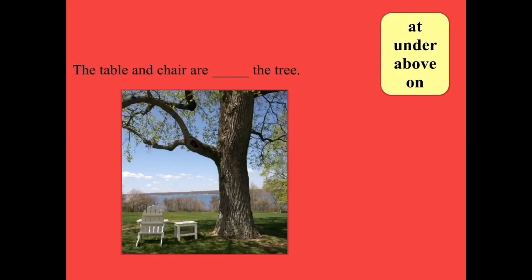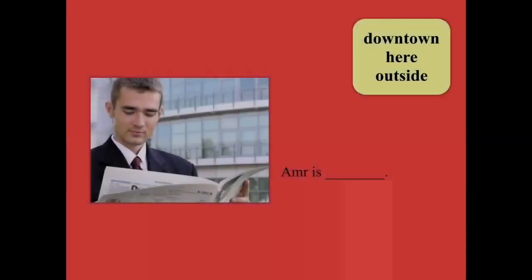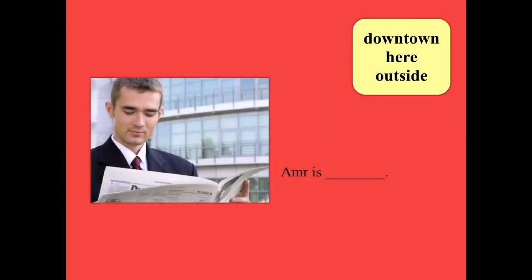At, under, above, on. The table and the chair are the tree. The table and chair are under the tree. Downtown, here, outside. Amr is downtown.